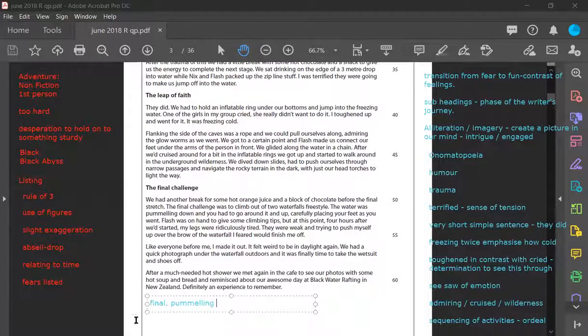And then what else is there? Flash was on hand to give some climbing tips, but at this point, 4 hours after we'd started, my legs were ridiculously tired. So, time again, 4 hours. Mention of time. Mention of adjective, ridiculously.